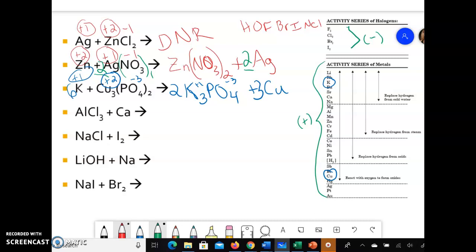All right, let's look at this next one. Aluminum is +3. You can look at that on the periodic table. Chlorine is -1. Calcium is +2. So again, we're going to look at our 2 positives. They won't always be positive.